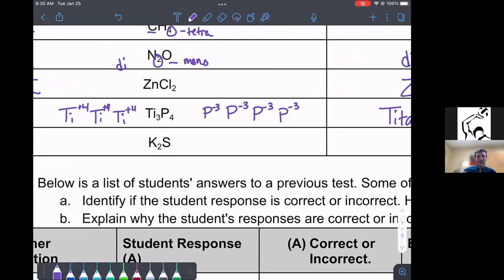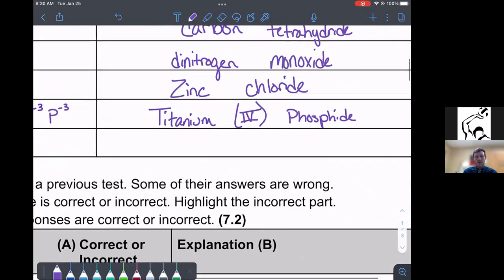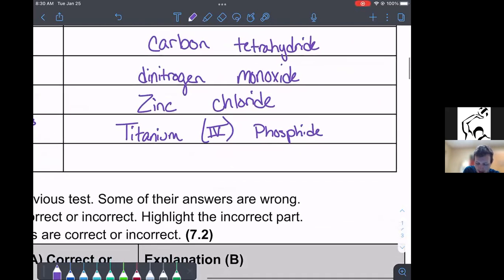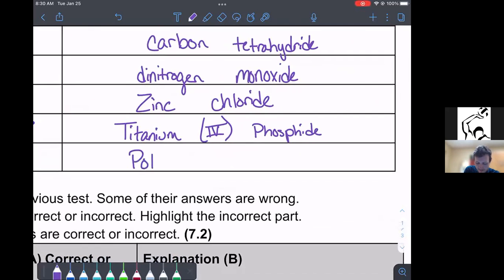Last but not least, we have K2S. K is potassium. It doesn't need Roman numerals because it's in the first column. And S is sulfur. And we change that to sulfide. So we have potassium sulfide.